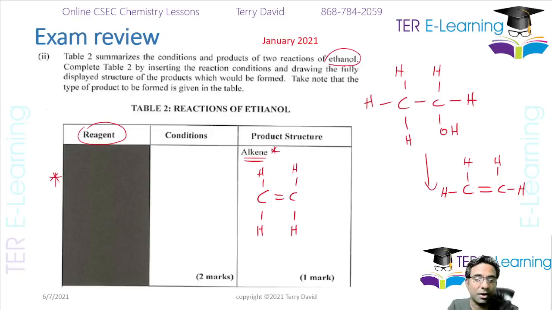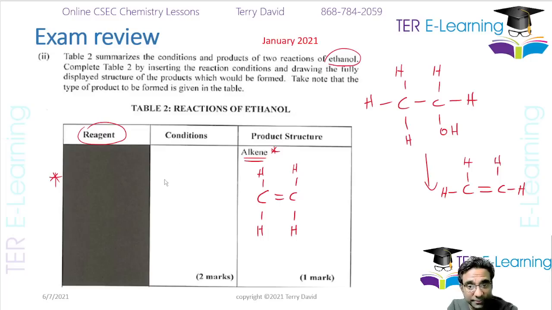Now, in terms of my conditions, that particular reaction here is what we call a dehydration reaction. When you convert an alcohol into an alkene, it is called a dehydration reaction. That's what it's called. Now, in terms of how we do that, we need to use concentrated sulfuric acid. That's our reagent, and my condition is 170 degrees Celsius.